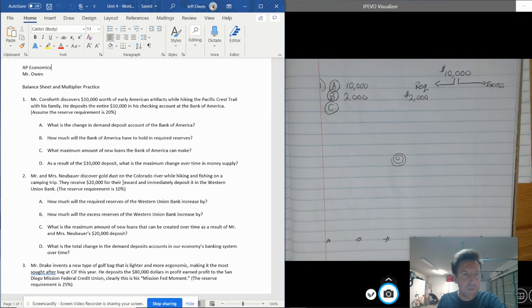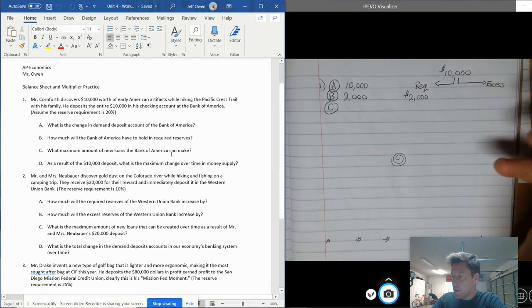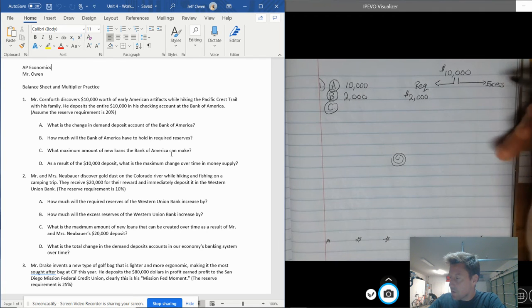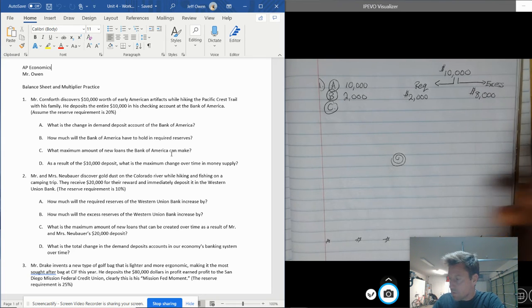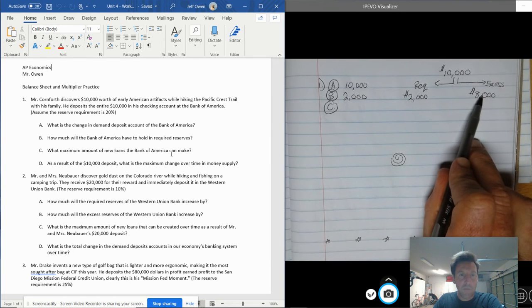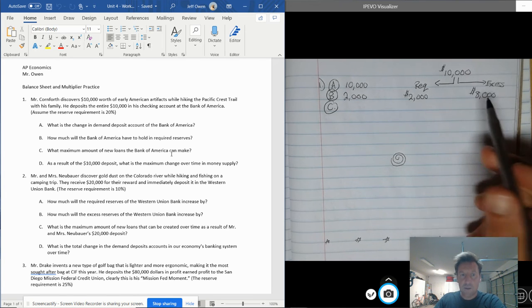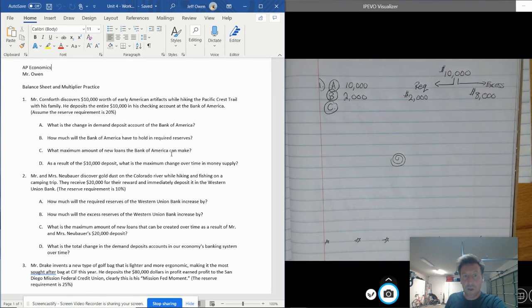Part C says, what is the maximum amount of new loans that Bank of America can make? Well, Bank of America can take that 10,000, hold on to 2,000, and they have excess reserves of $8,000. This is the maximum amount that Bank of America can make, not the entire economy, because we're not talking about maximum change over time. This one is saying Bank of America. Since we don't know what their excess reserve was before he put the money in, we'll just assume it's a goose egg. So as a result of that $10,000 deposit, what's the maximum change over time in the money supply?